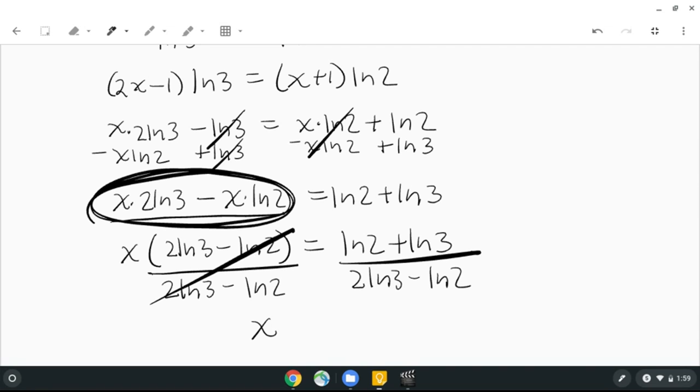And then punching that into your calculator, again, keep everything in parentheses, keep the numerator in parentheses, and also keep your denominator in parentheses when you're punching this into your calculator. And you should get approximately 1.191.